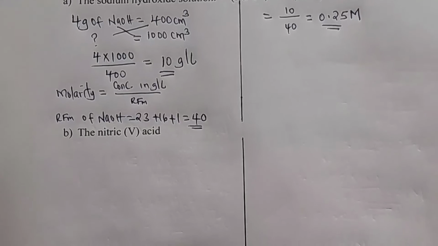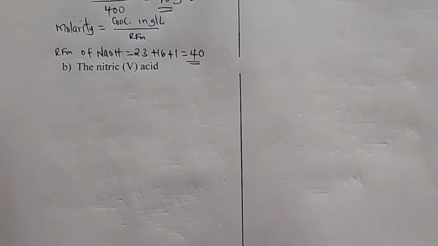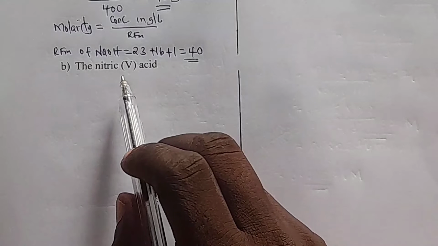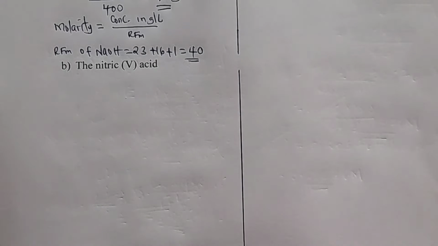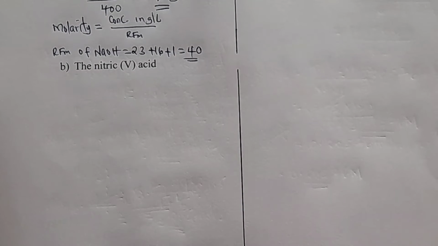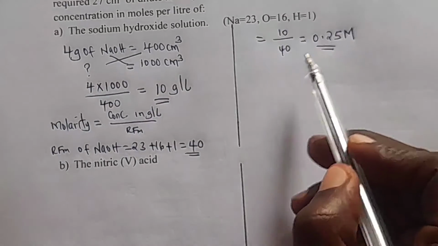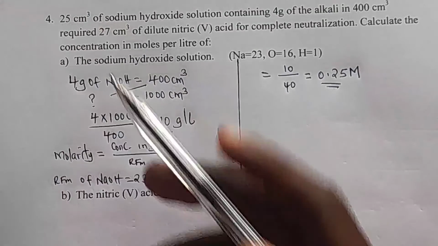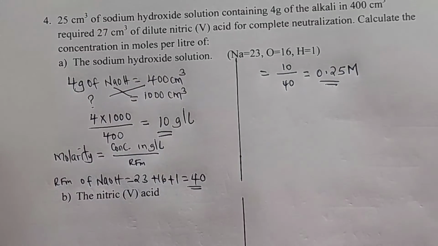So we go to part B of the question, the nitric acid. We are supposed to calculate the concentration of nitric acid in moles per liter. If they want the concentration of nitric acid, I have to first of all get the number of moles of the sodium hydroxide. Remember, I've gotten the molarity of the sodium hydroxide and I've been given the volume, so I can get the moles of that standard solution.